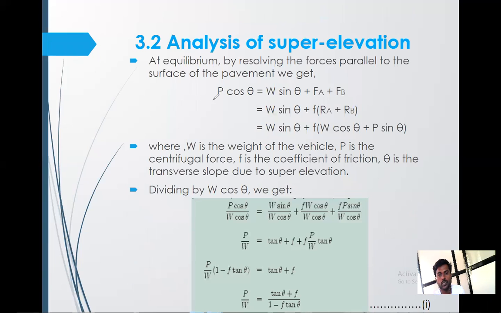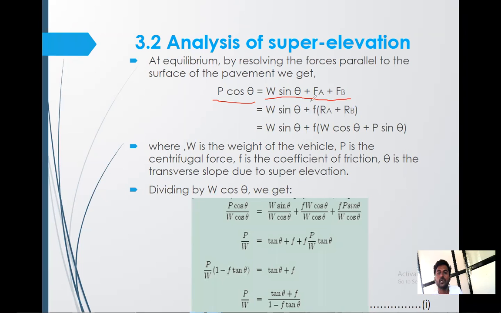So P cos theta is acting in the right side direction, that is the outward direction, and it is equal to W sin theta plus FA plus FB. These are acting in the left, that is the inward direction. So P cos theta is equal to W sin theta plus FA plus FB. So P cos theta counteracts the forces W sin theta, FA and FB.